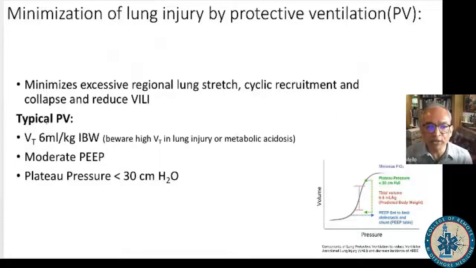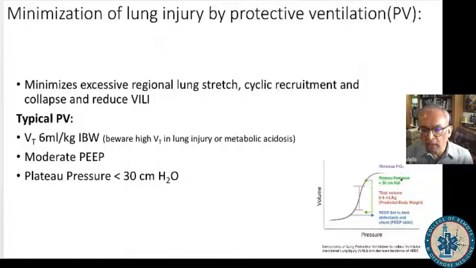So instead of the rule of 10, what we're saying is use a tidal volume of 6 mils per kilogram, so much lower than the 10, and ideal body weight. A moderate PEEP, remember the basic PEEP value for a normal patient is 5 centimeters of water, and keeping the plateau pressure less than 30 centimeters of water.